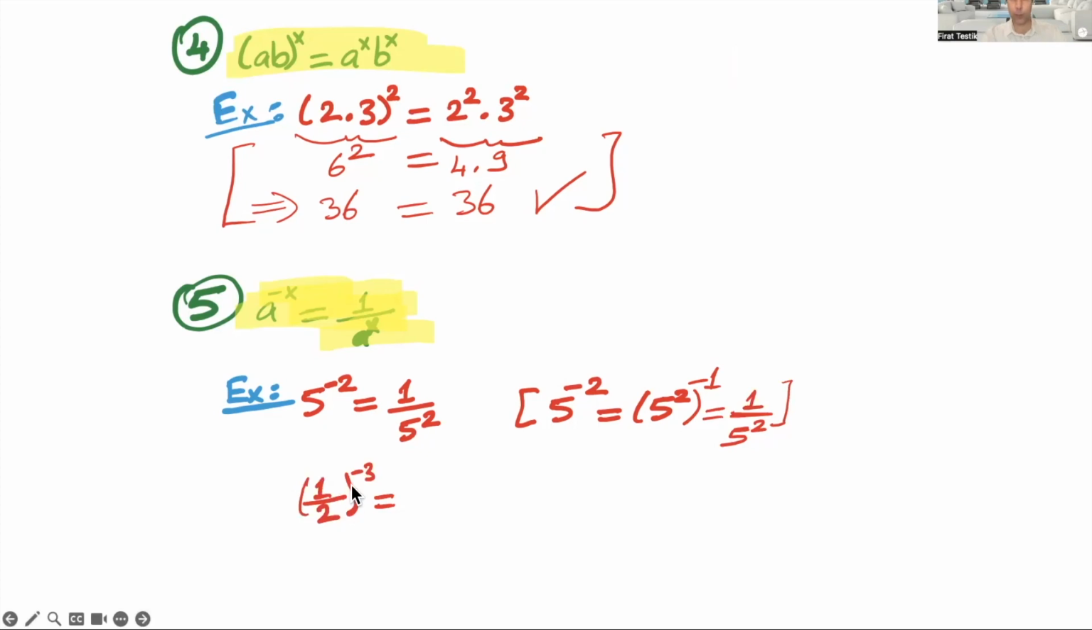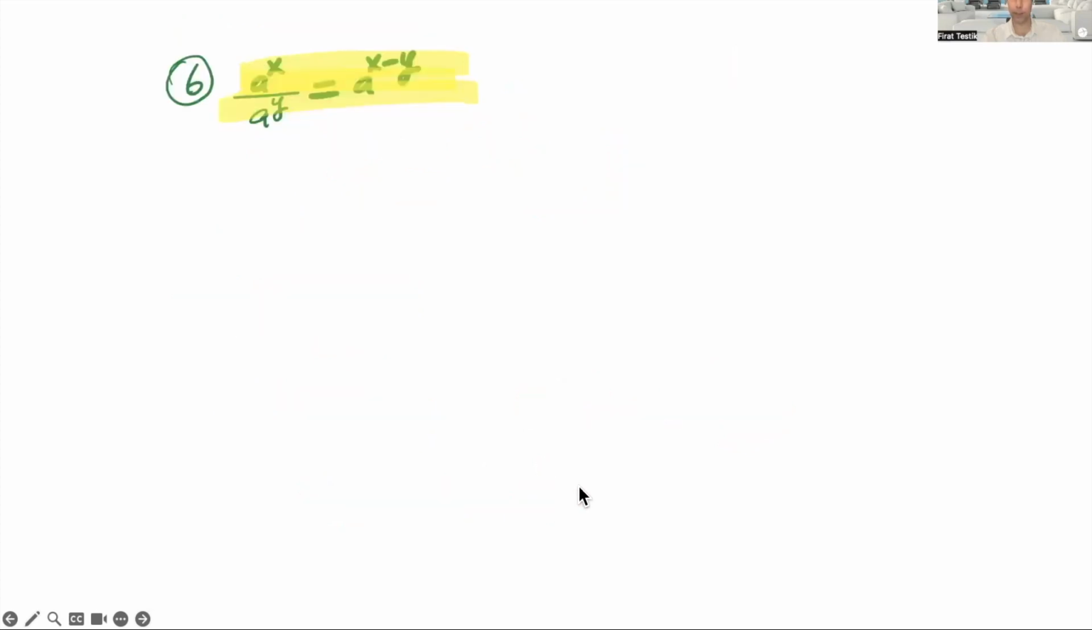We can also write 1 over 2 to the negative 3 as 2 to the negative 1, to the power negative 3. So we can write 1 over 2 as 2 to the negative 1, and to the power negative 3. And this is basically from earlier properties that we discussed. It is 2 to the power negative 1 times negative 3. Multiplication of two negative terms is a positive term, so negative 1 times negative 3 is equal to positive 3. So the result is 2 to the power 3.